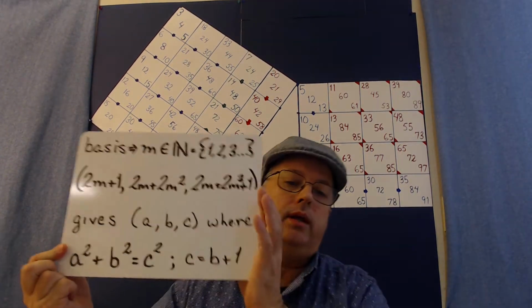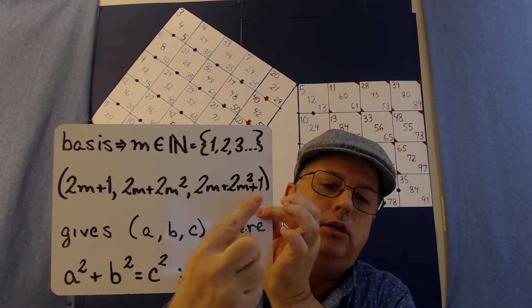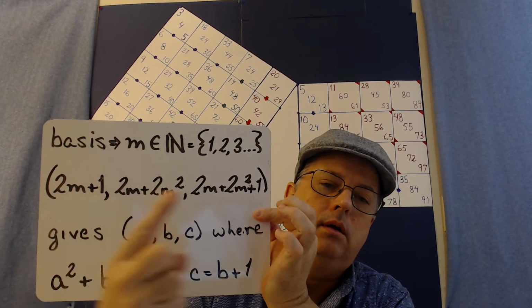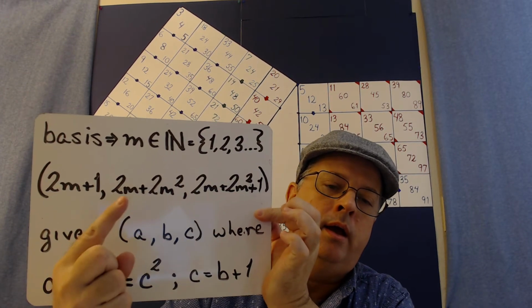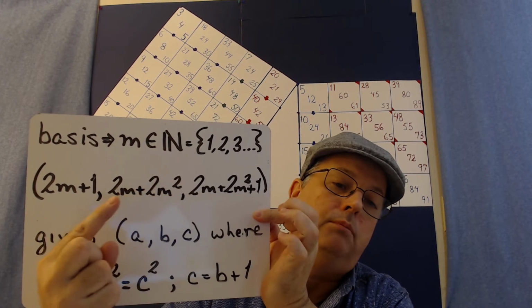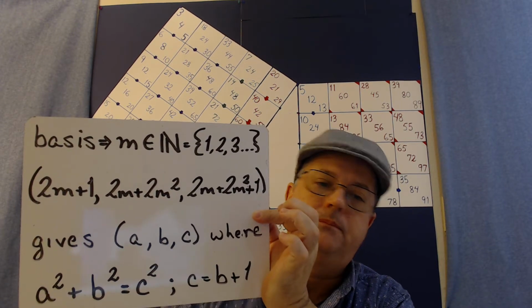And so let's understand how it is that this formula that generates Pythagorean triples gives us an odd number here and an odd number here, and it gives us an even, or actually a multiple of 4, here for the B value. Okay? All right.